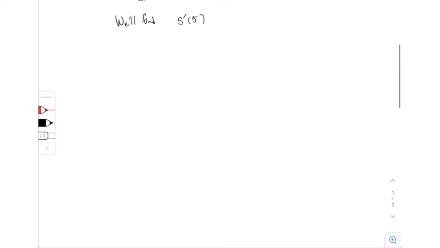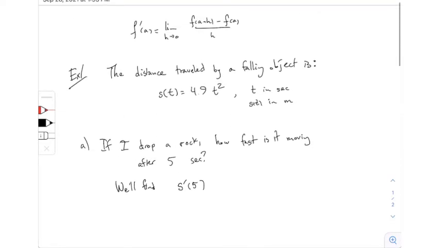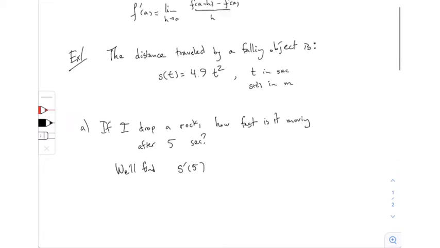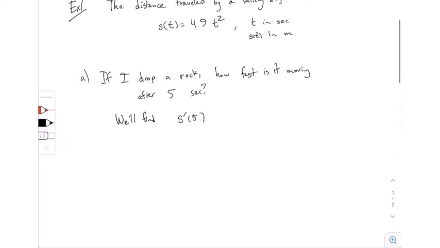S prime of 5. So to do that, we just use the formula, right? The formula that I wrote at the very beginning. You can see it at the top there. I'm going to use, instead of f, the function is called s, and instead of a, I use the number 5. You don't plug anything for h, because h is the variable that's in the limit there. So I'm going to say s prime of 5 is the limit as h goes to 0 of s of 5 plus h minus s of 5, divided by h.